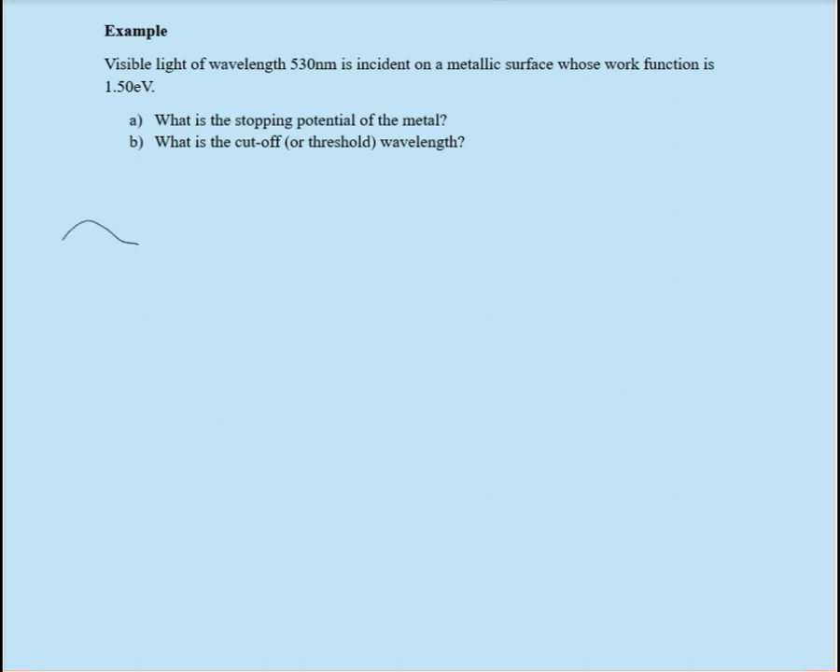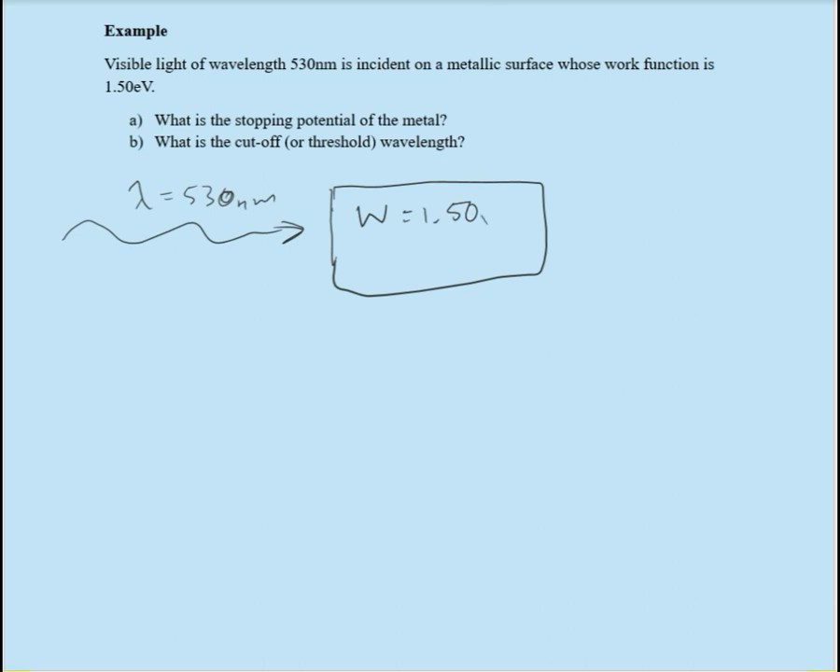So we've got visible light coming in here with a wavelength of 530 nanometers. And then we've got some metallic surface here which has a work function of 1.50 eV. What is the stopping potential of the metal? So before we even do that, let's just get our units right.